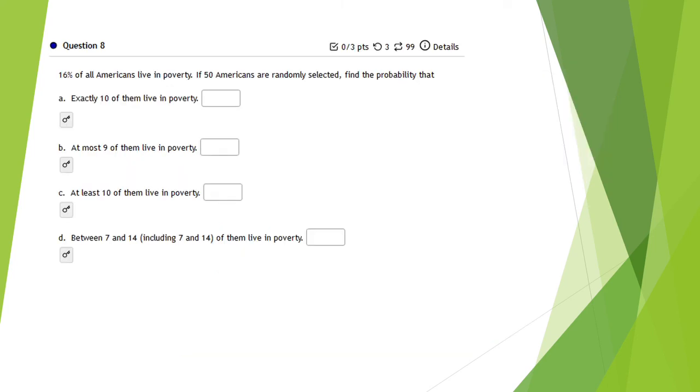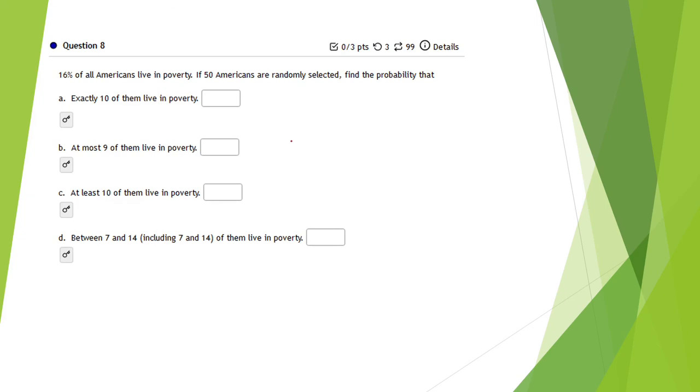Question number 8. 16% of all Americans live in poverty. If 50 Americans are randomly selected, find the probability that exactly 10 of them live in poverty. B. At most 9 of them live in poverty. C. At least 10 of them live in poverty. D. Between 7 and 14, including 7 and 14 of them live in poverty.